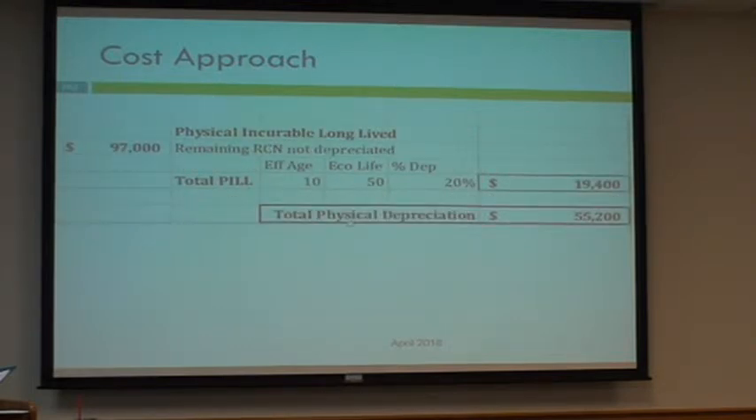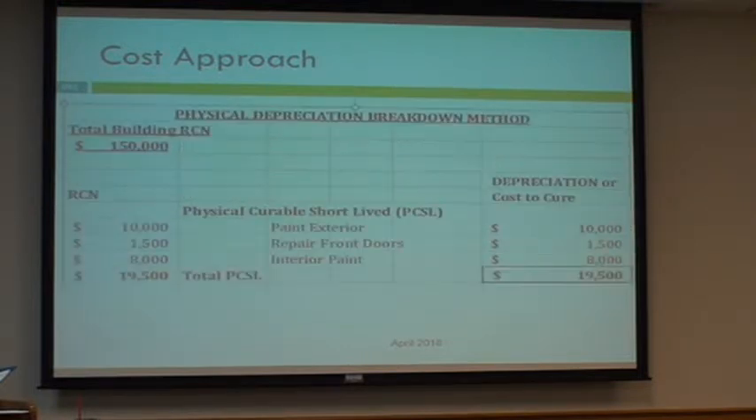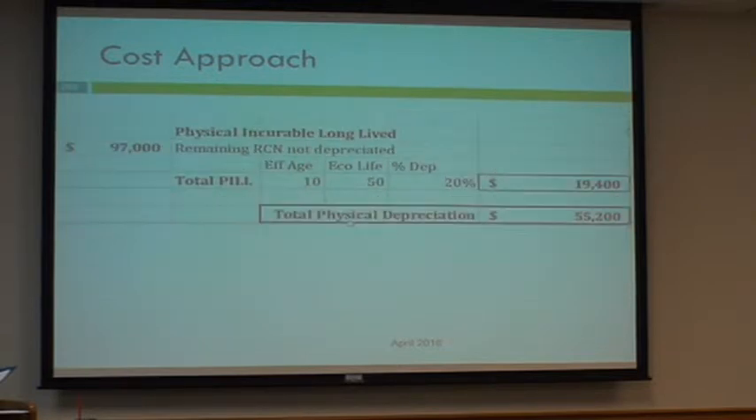Physical incurable long-lived, we took the 150 minus the 19.5 minus the 33.5 to get to $97,000. It tells us our effective age is 10, of 50, so 20% is 19.4. For the physical incurable long-lived, it gives us total physical depreciation of 55.2. Everybody get to that?